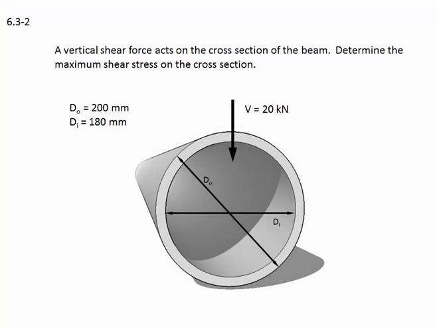Problem 6.3-2. A vertical shear force acts on the cross-section of the beam. Determine the maximum shear stress on the cross-section. We have a circular shaped cross-section. It's hollow, and the shear force is 28 kilonewtons. We're given the inner and outer diameter.